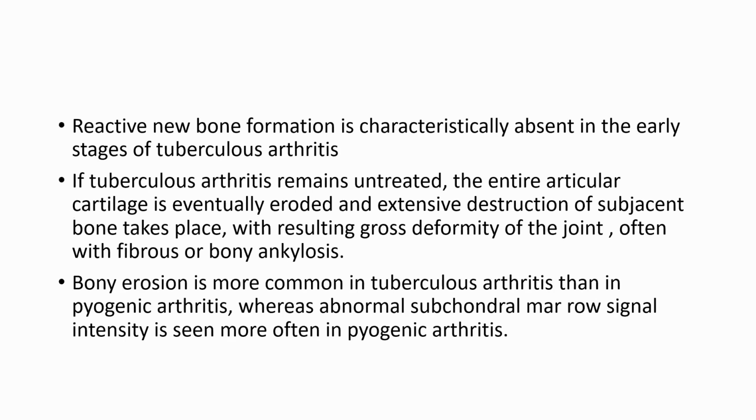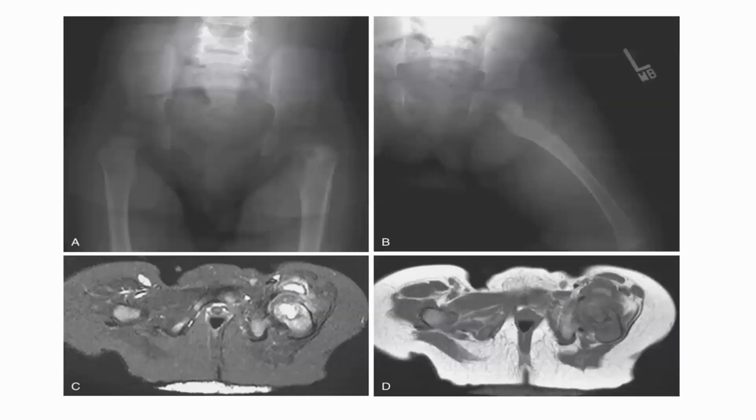The reactive bone formation is characteristically absent in early stages of tuberculous arthritis, and if it remains untreated, the entire articular cartilage is eroded and extensive destruction of the joint occurs, leading to ankylosis. Bony erosion is more common in tuberculous arthritis than in pyogenic arthritis, whereas abnormal subchondral marrow signal intensity is more often seen in pyogenic arthritis.